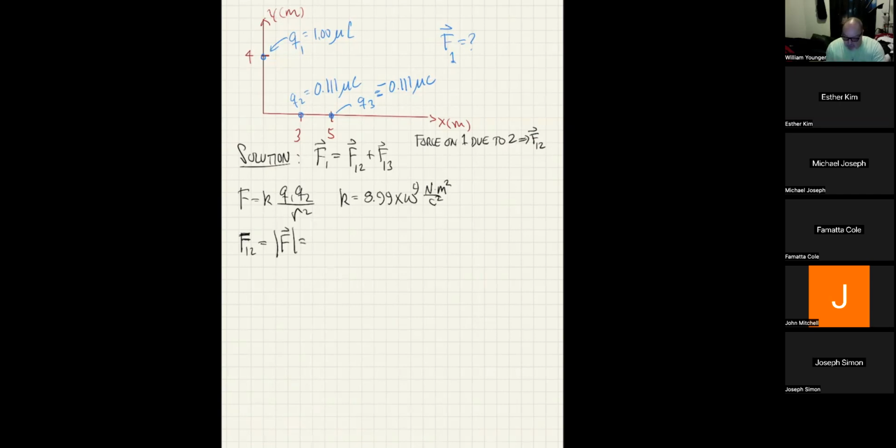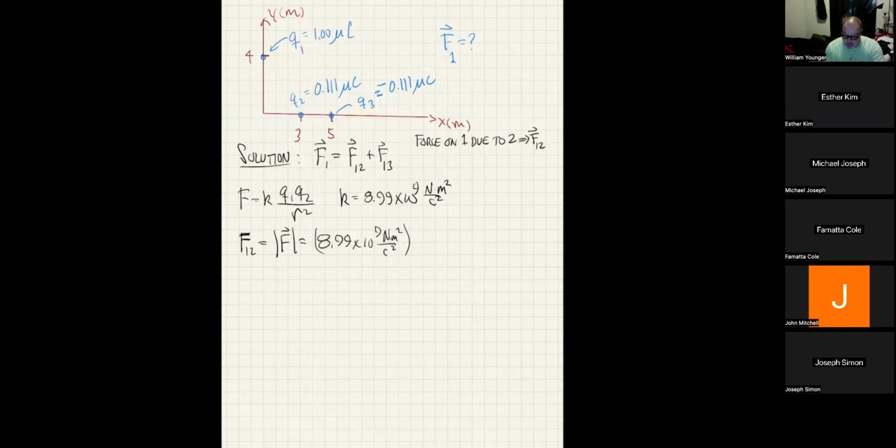But the main thing is this 8.99 is very close to 9.0, which might tell you something. So this is 8.99 times 10 to the 9th newtons meters squared per Coulomb squared.